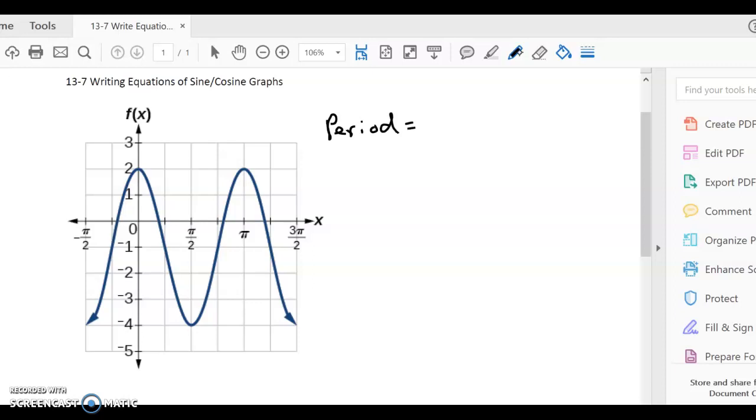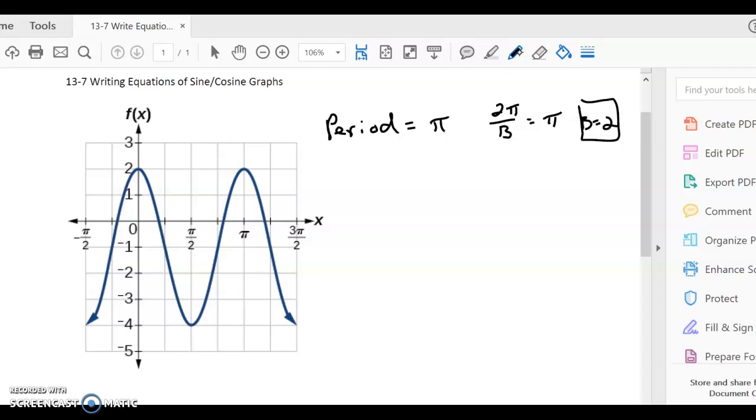If we look at this graph, there's one complete cycle from 0 to pi. So the period is pi. Therefore, we know that 2 pi divided by b equals pi. So b must equal 2. That's going to be an important point to use on our equation.